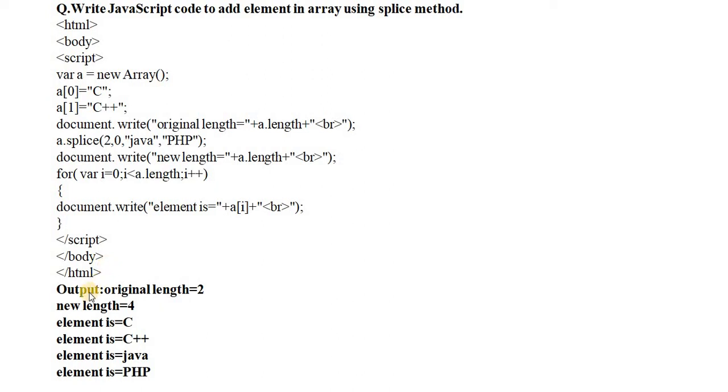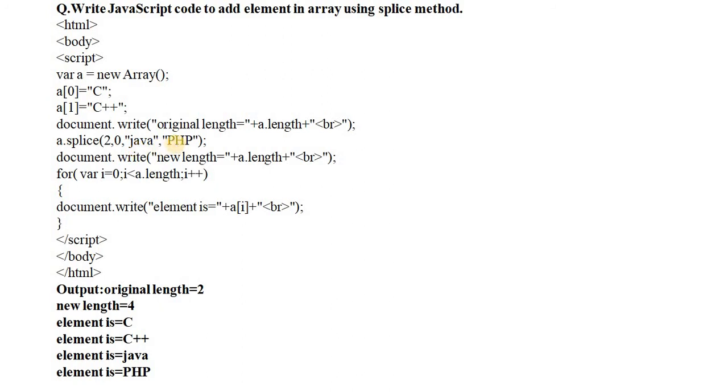The output of this program is: original length is equal to 2, because 0 and 1, that is 1 and 2, is the original length. After adding the splice method, 2 elements are added in the array, so the new length is equal to 4: 1, 2, 3 and 4. And the elements displayed on the web page are, first of all C, after that C++, Java and PHP.